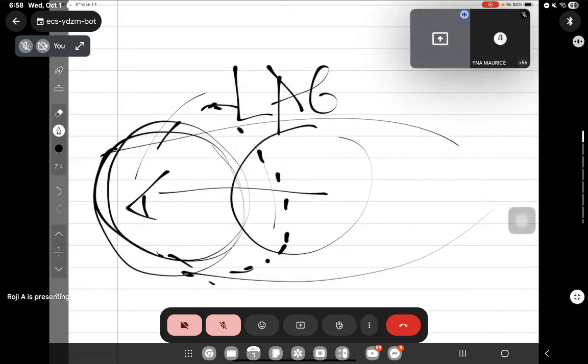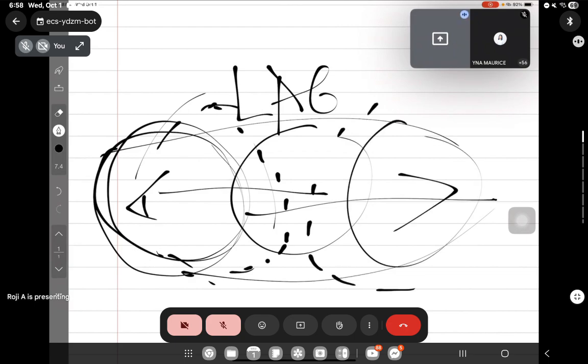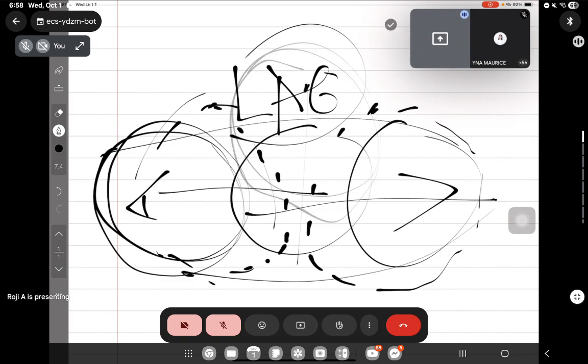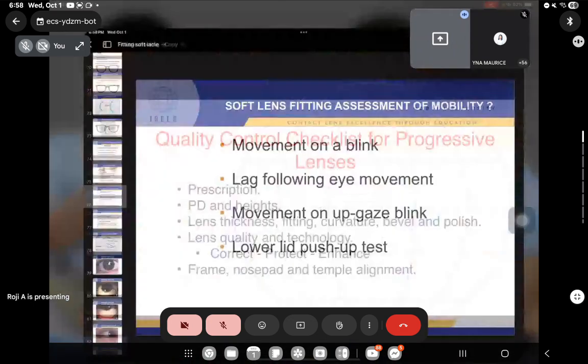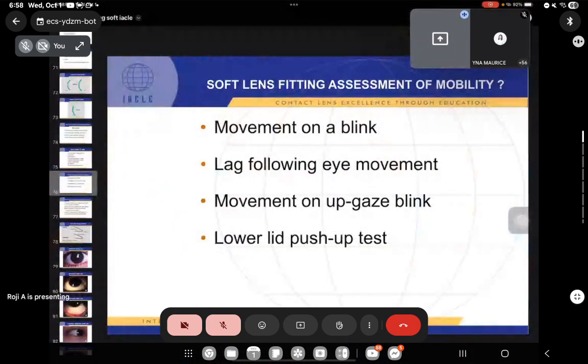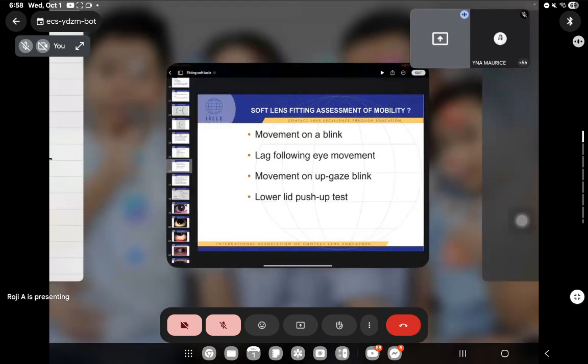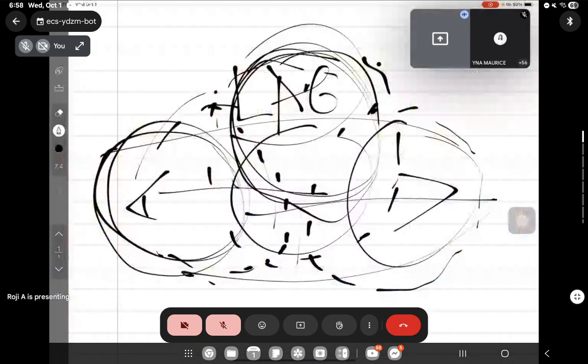So either here or here. If the contact lens is not following, this is what you call lag. Even looking up, assuming this is your cornea now, and the contact lens is left behind, that's what you call lag. Are we clear with the lag? Okay, so you have movement up gaze, and then what you do is the lower lid push up test. How does that work? It's like this.